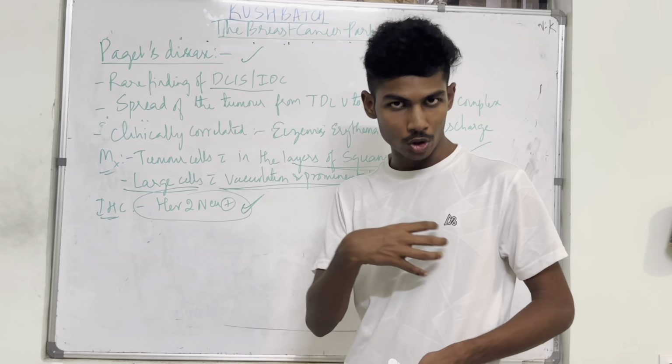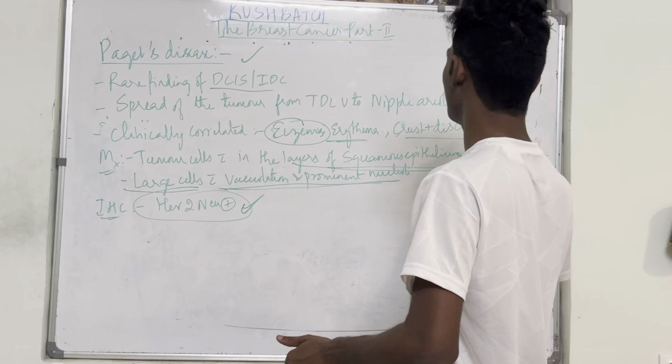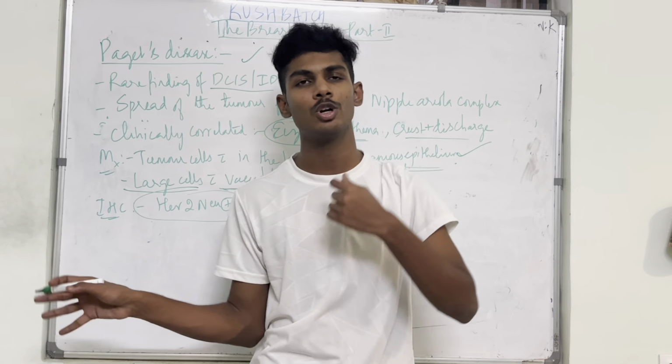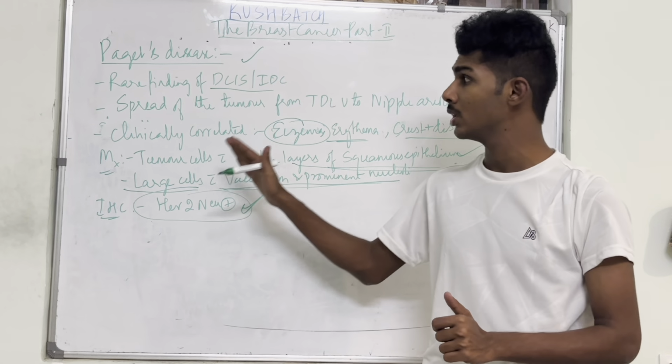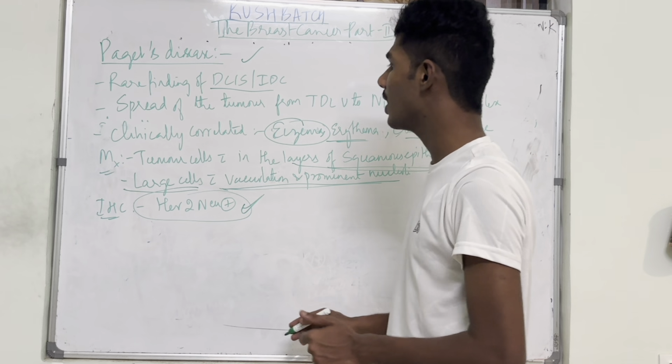correlation only, because it is going to come to the nipple areola complex where you can find the eczema, erythema and crust plus discharge. All these findings you will be seeing in the patient. This is not much important from the surgery point of view, it is important, but you can write it and add it to the exam. Is it clear? What's the IHC?